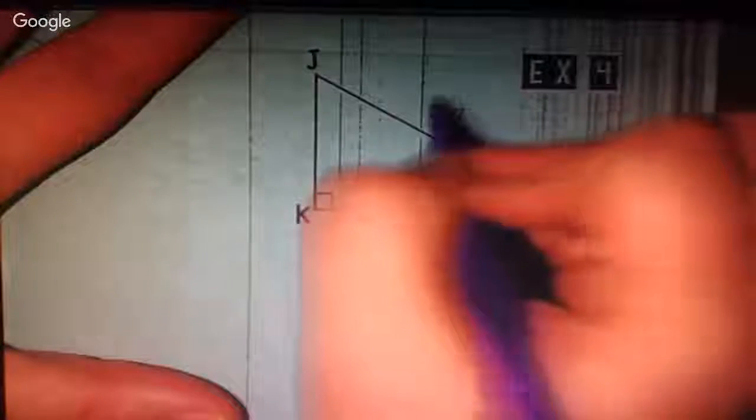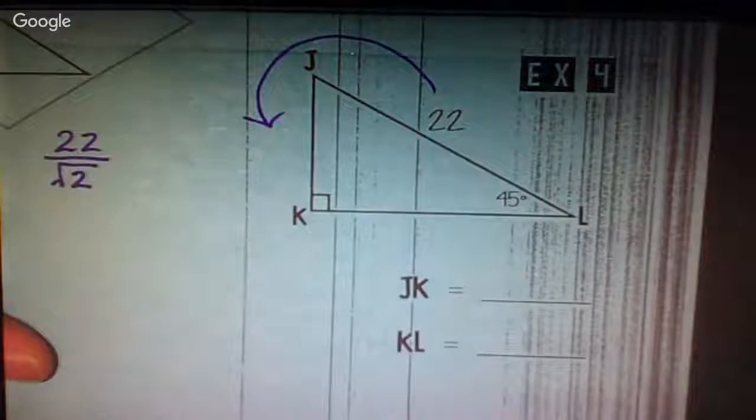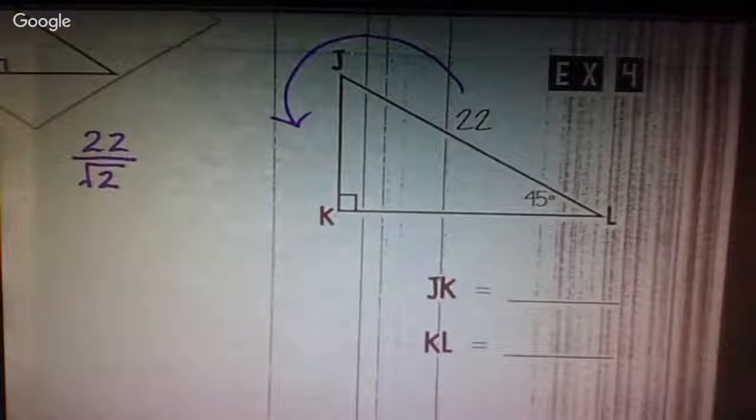All right? Example number 4. What do they give us? Hypotenuse. So to get to my legs, I need to do what? Divide by the square root of 2. So 22. No, you're not dividing by 2. Give it a second. Okay? I need to divide by the square root of 2.